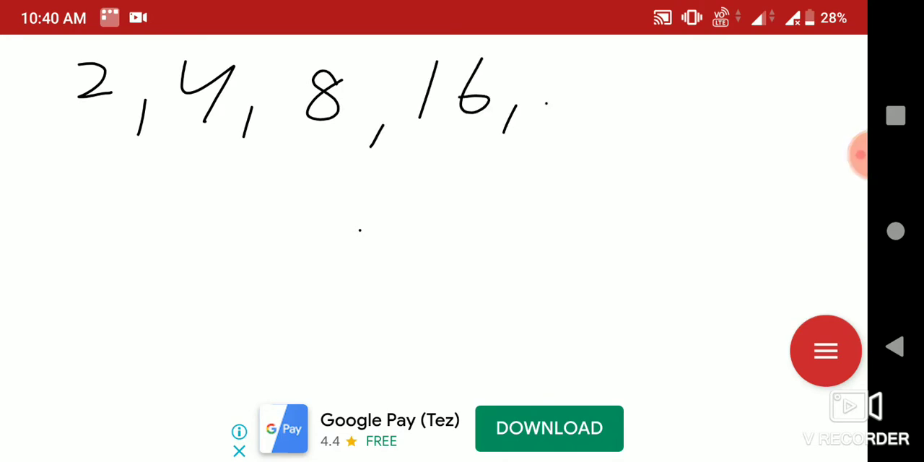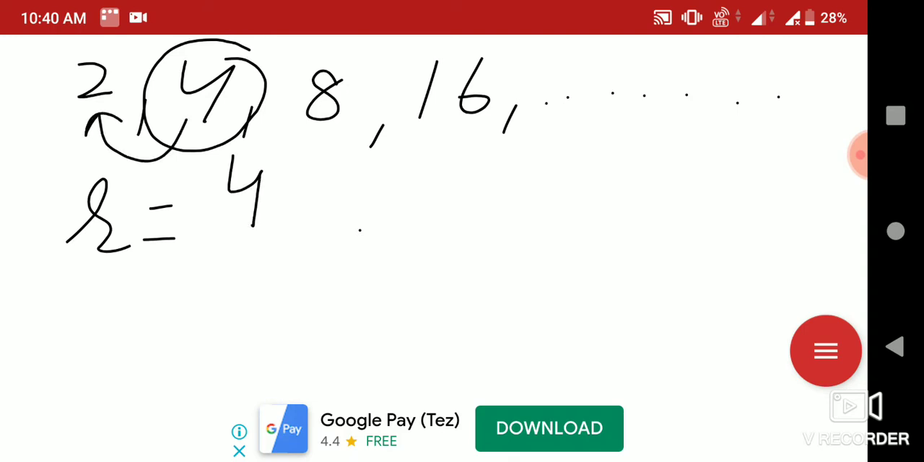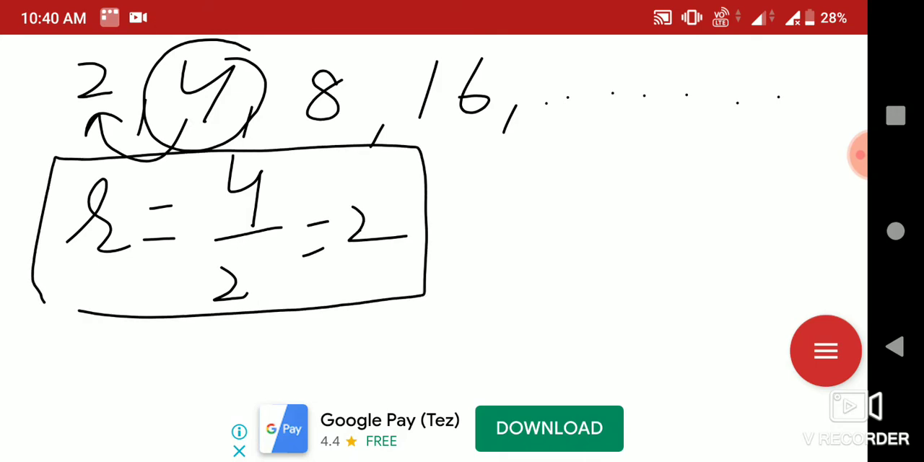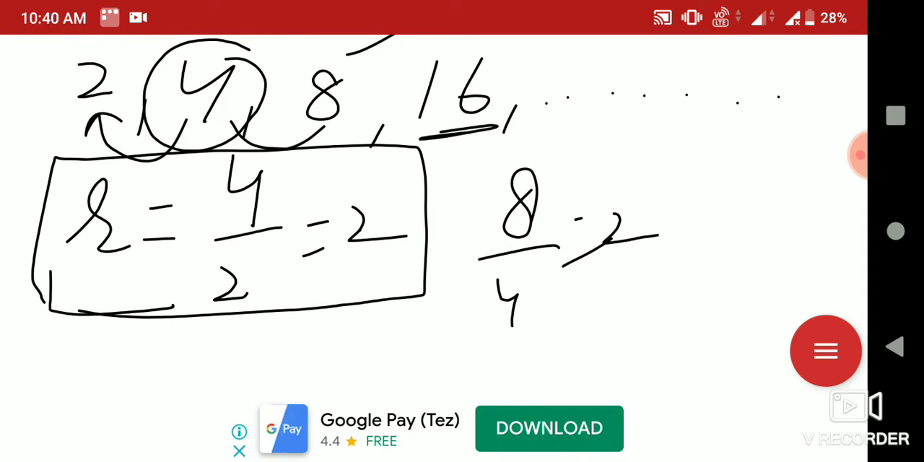If I take the same example, if this is in a GP, then what is R? R is a ratio which is, if I divide 4 by the previous term, that is 2, it is equal to 2. This is the ratio we can find, or we can check whether it is GP or not. We can find the other number, 8 divided by the previous term, it is also 2. Again I check 16 divided by the previous term, that is 8, it is also 2.